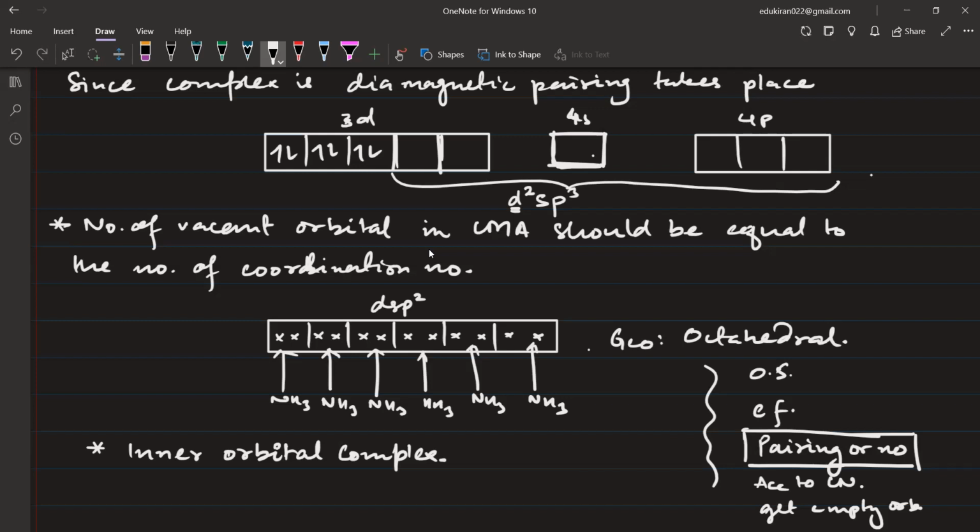Now, this section, pairing or no pairing, we can decide either by the question, where they will write something like diamagnetic or paramagnetic. If they are not writing diamagnetic or paramagnetic, then you need to borrow that information from crystal field theory. That will come. Right now we will tell you where there will be pairing or not. But when we go to CFT, you will look at the ligand and decide yourself whether it is going to give pairing or no pairing.